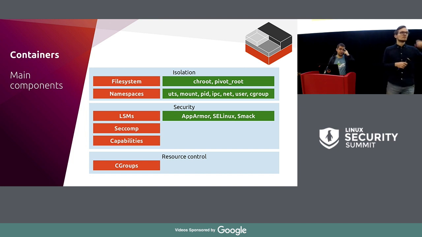And then you've got resource control, which is, again, kind of separate from all of those. That's what cgroups do. It's mostly about avoiding denial of service type attacks, but it's still pretty useful. Basically, all of these components are optional because it's a user space fiction, a container. So you can choose what you want to use to define your container.